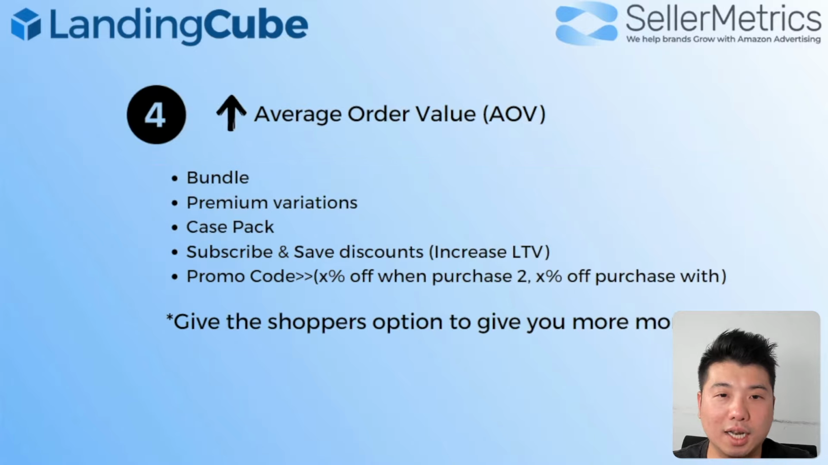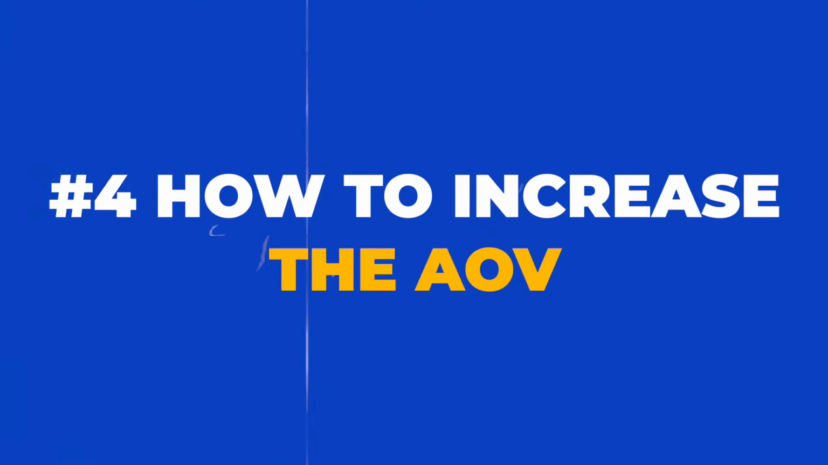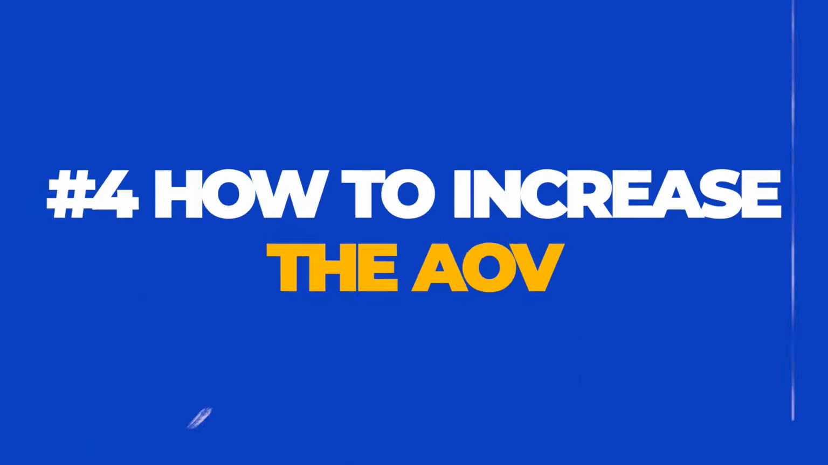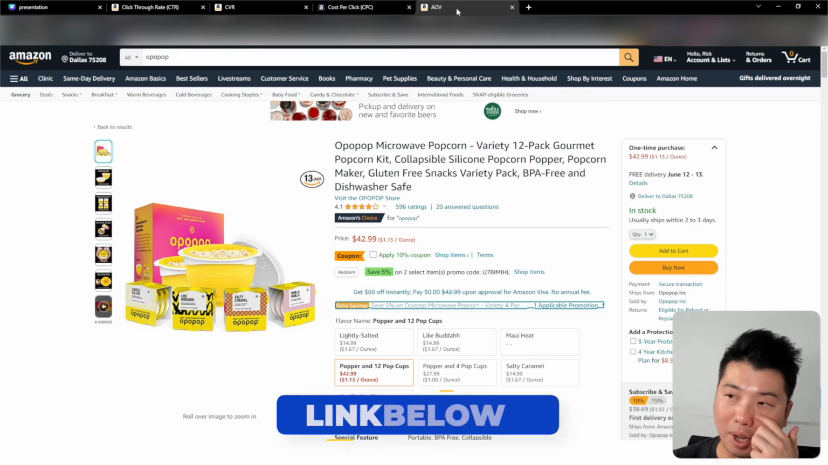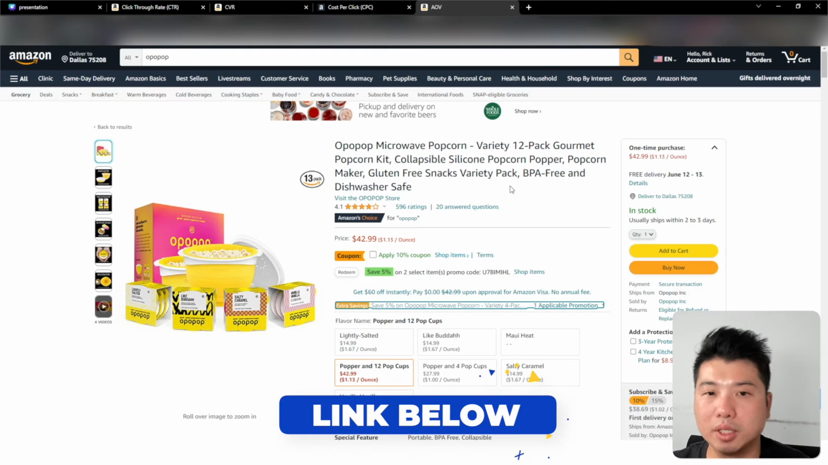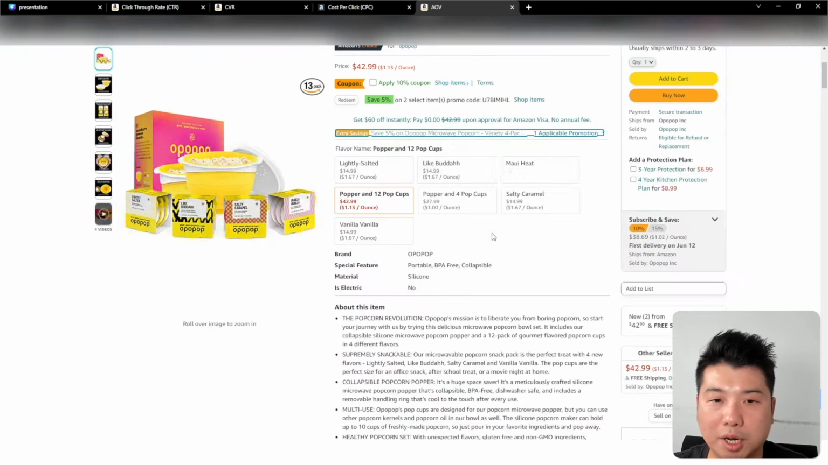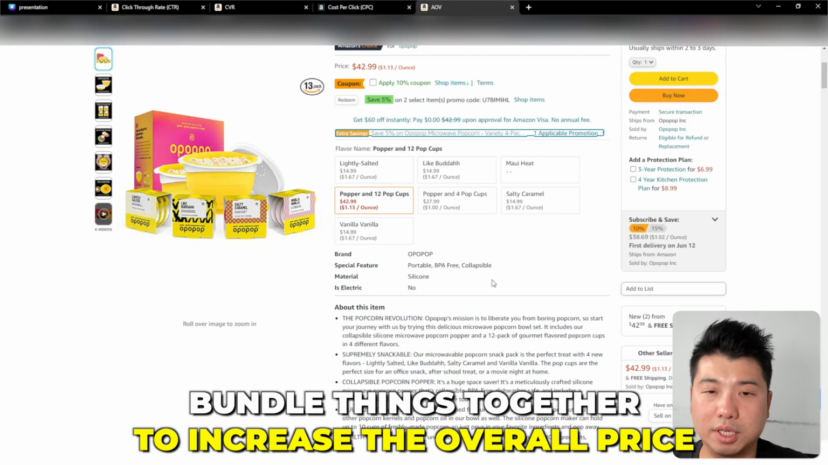Okay, and lastly is increase your average order value. There are a few ways to increase your average order value. I talked about this in detail, and I could link that video below as well, about how we can increase the average order value. But basically, what you can do is bundle things together to increase the actual overall price.